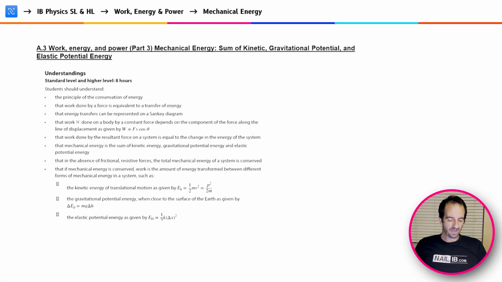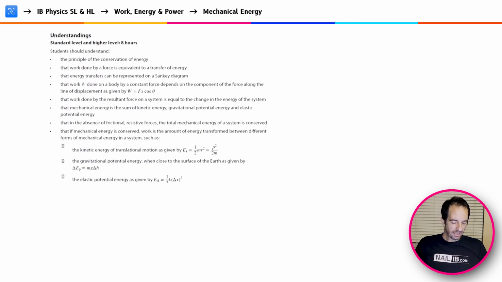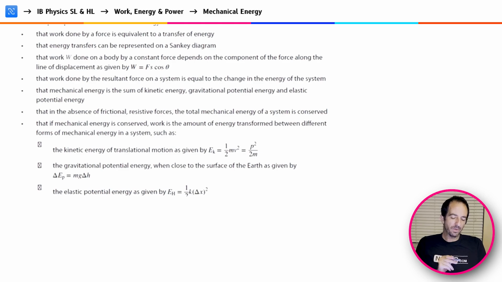Welcome to A3, Work, Energy, and Power, Part 3, where we will look at mechanical energy. Looking at the standards guide, we see that mechanical energy is the sum of kinetic energy, gravitational, and elastic. We also see that this energy will be conserved. The law of mechanical energy says that mechanical energy will be conserved in a closed system.